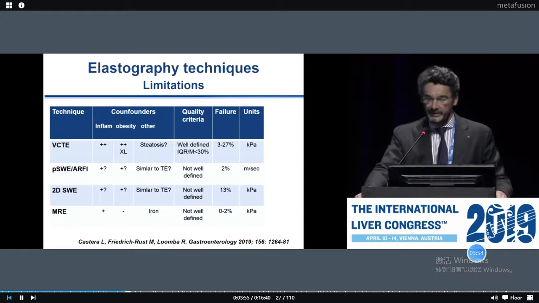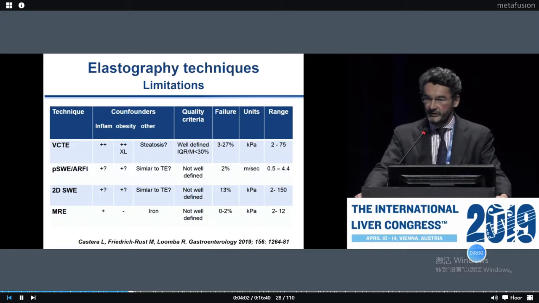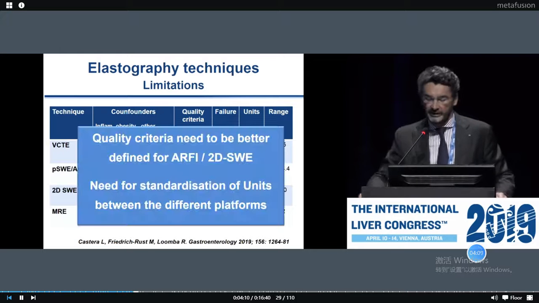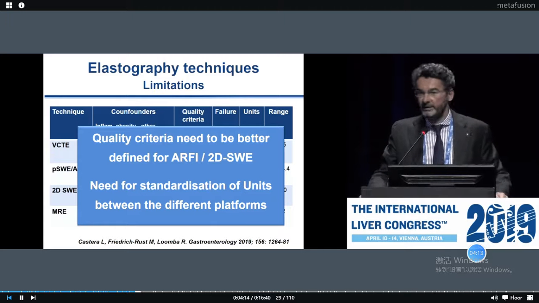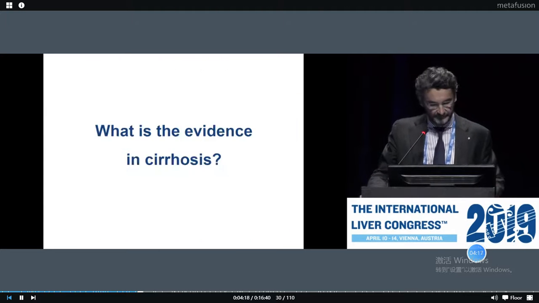Units: kilopascal, meter per second, but for kilopascal you have different ranges. And this is important because according to the platform you're using, you cannot extrapolate because the scales are different. So quality criteria need to be better defined for RFI and 2D shear wave elastography, and there's a need for standardization of units between the different platforms.